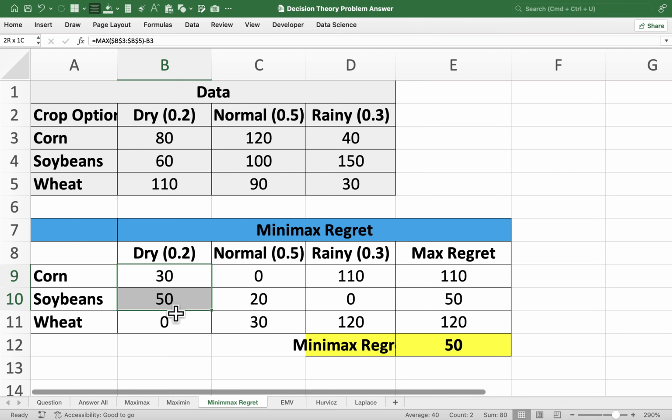So these are regrets. The same approach is applied here. We will find the highest value, which in this case is 120, and then we subtract all these three values from 120.